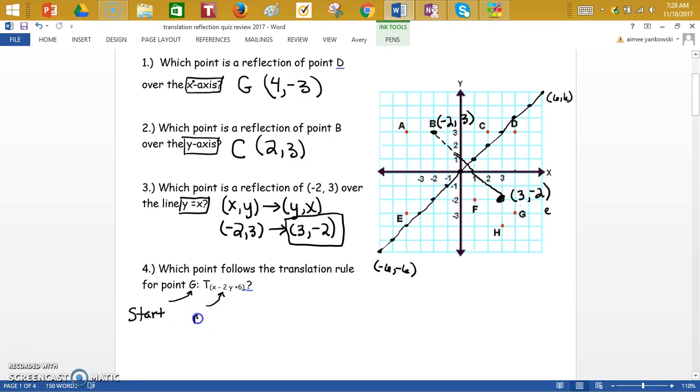X minus 2 means you'll move 2 left. And y plus 6 means you'll move 6 up. Oops. Means you'll move 6 up. So let's go ahead and take a look at that. 2 to the left. I'm going to erase all this other stuff.